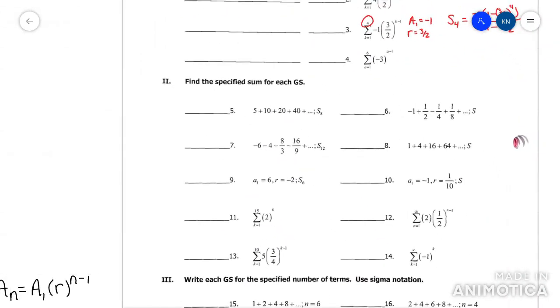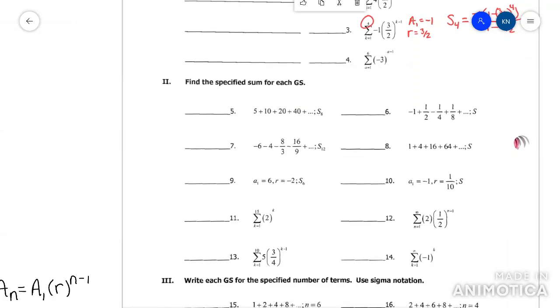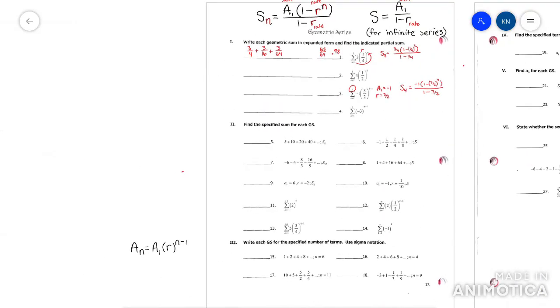Now they want you to find the specified sum. So it's pretty much the same thing that we were just doing. The thing is, they don't tell you the rate on all of these. So you have to go get the rate. So if you look here, you're timesing by 2 as you go left to right. So R is 2.